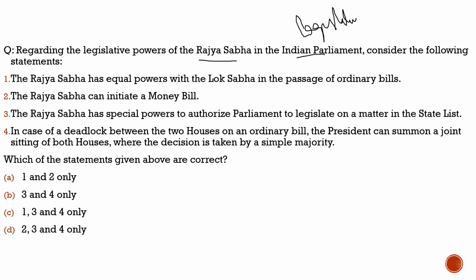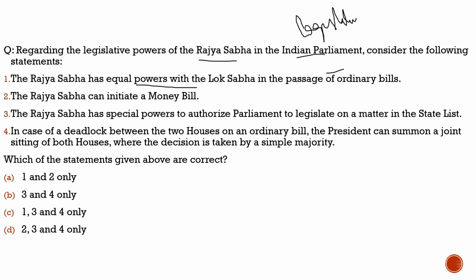First statement: the Rajya Sabha has equal powers with the Lok Sabha in the passage of ordinary bills. 100% correct. Legislation is the most important business of the Rajya Sabha. The power of the Rajya Sabha is equal to the Lok Sabha in all cases of legislation except the money bill. Except for the money bill, the power of the Rajya Sabha is almost equal to the Lok Sabha. So with respect to this question, the Rajya Sabha has equal powers with the Lok Sabha in the passage of ordinary bills. 100% correct.